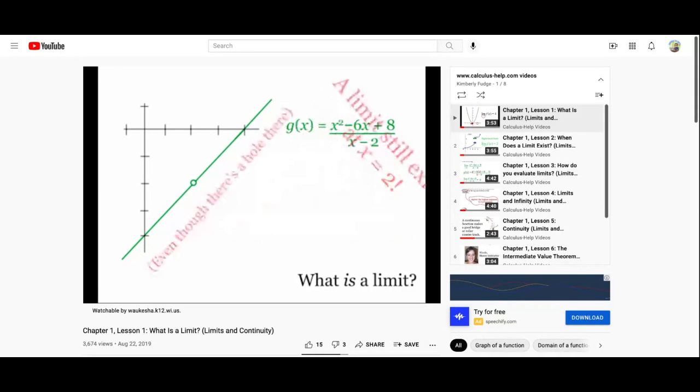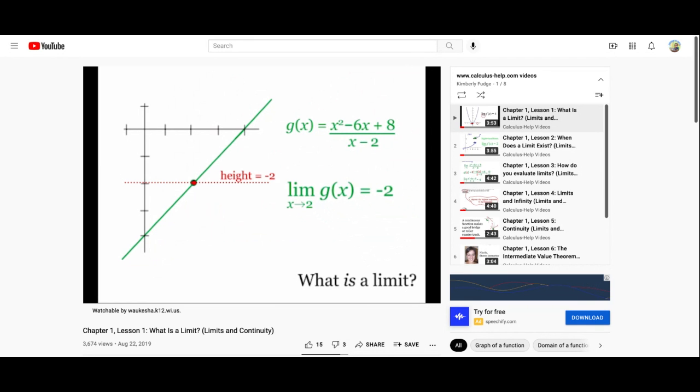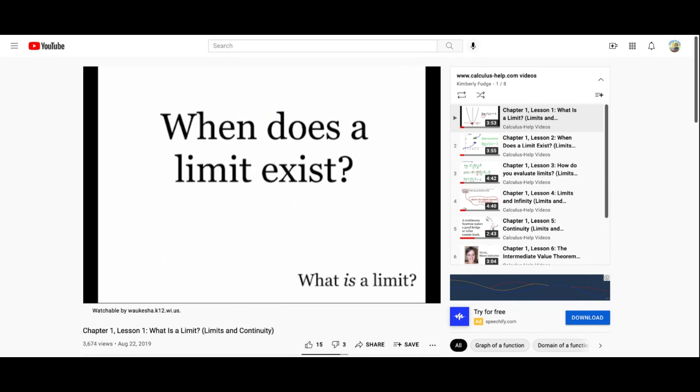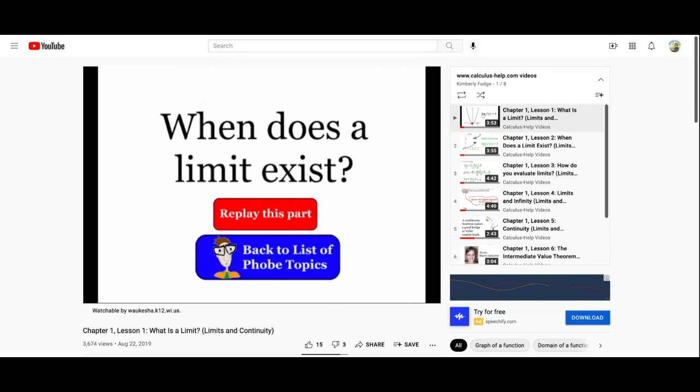Clearly, the graph intends to reach a height of -2 when x equals 2. Even though that graph doesn't actually reach that height, it doesn't matter. The limit still exists, and we can say that the limit as x approaches 2 of g of x is equal to -2. This begs the question, when exactly does the limit exist? We examine that in the next module.